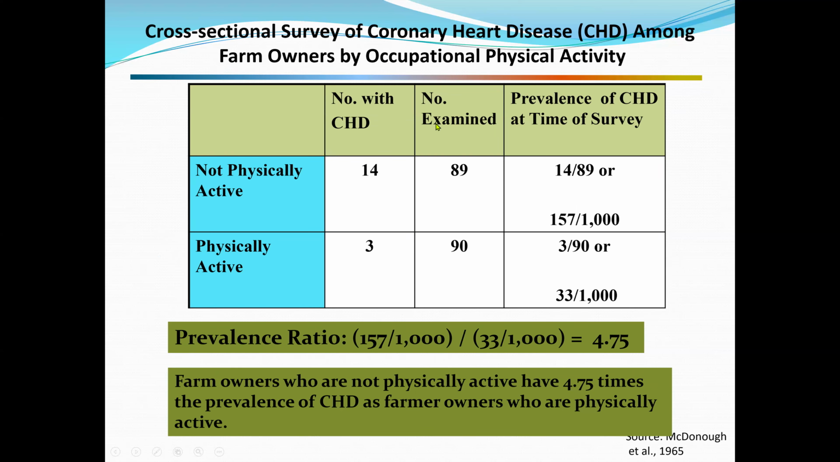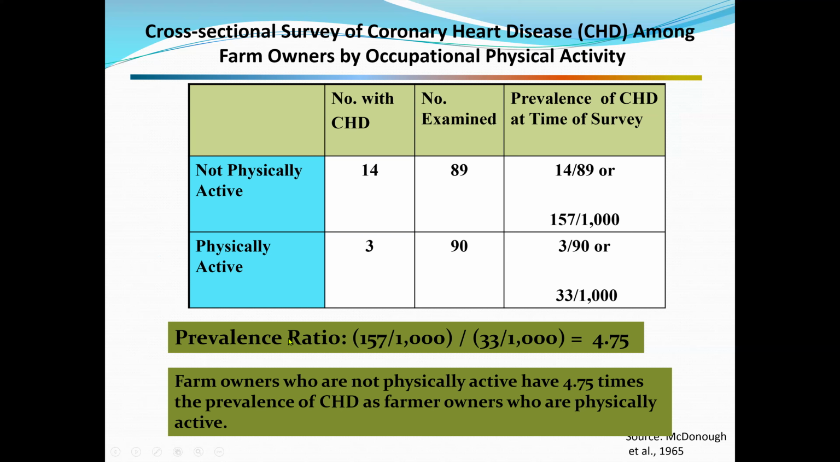Now, the number examined was 89, and out of 89, 14 have the problem. For those who are physically active, the number examined was 90, and only 3 have CHD. So here we can find the prevalence of CHD at the time of the survey. The prevalence for not physically active will be 14 by 89, and for physically active it will be 3 by 90. So we can see that the prevalence is very small for the physically active, and very high for the not physically active.